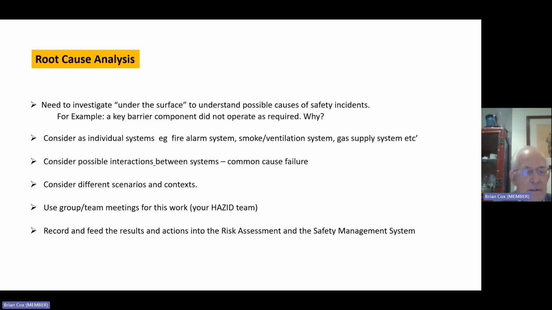And consider different scenarios. The scenario when you have refurbishment going on, with perhaps continued residence of people, is different from a scenario where everything is tidy and residents are just getting on with their lives in a normal way. You need group team meetings for this work, so probably your hazard team should be reconvened for this. And you need to record and feed the results and actions into the risk assessment and the safety management system.